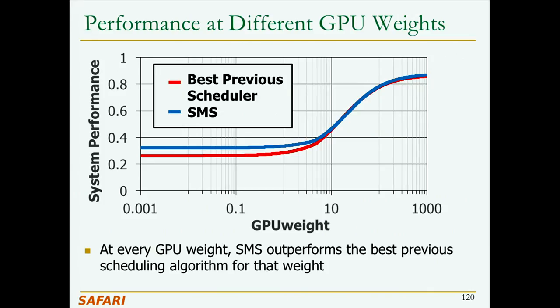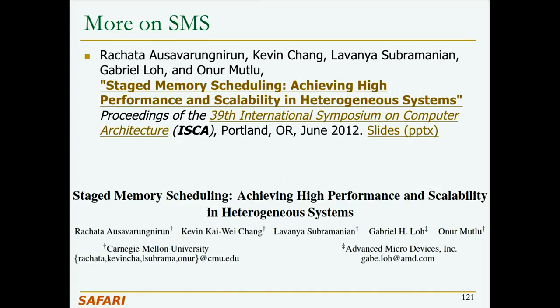Here, the weight is very high. You're most of the time prioritizing the GPU, actually. Here, the weight is very low. You're not prioritizing the GPU. You're actually using the shortest job first policy, which is very similar to Atlas. Okay. So for more detail, you can look at that paper.